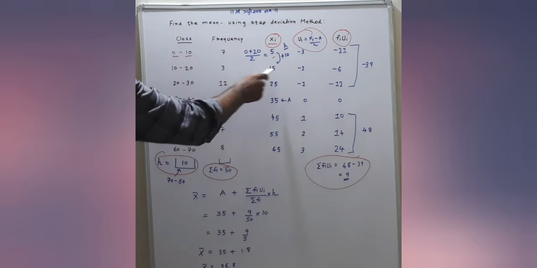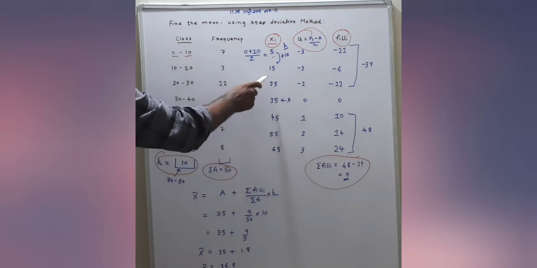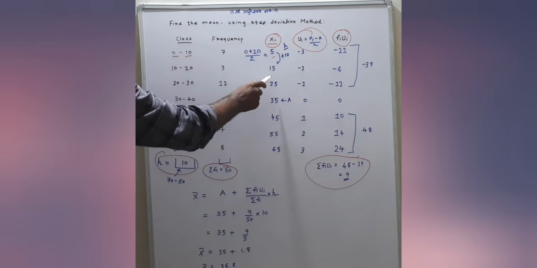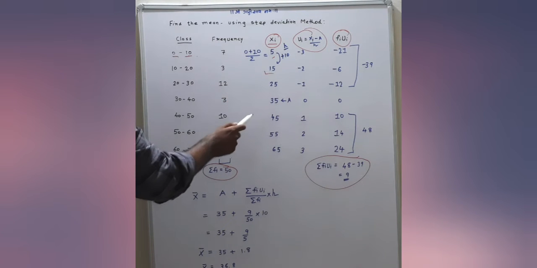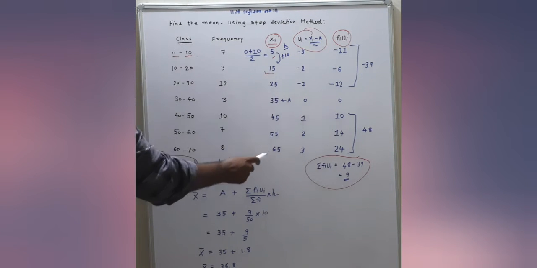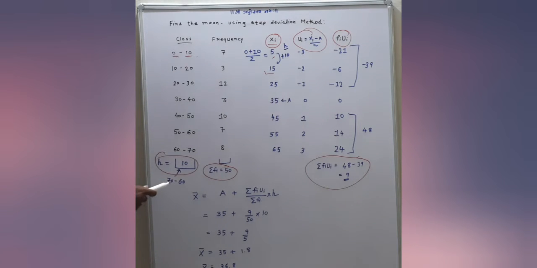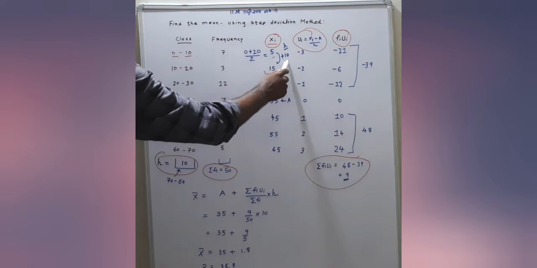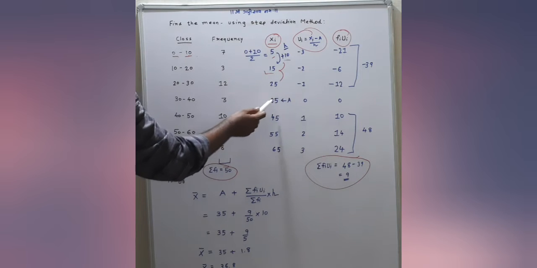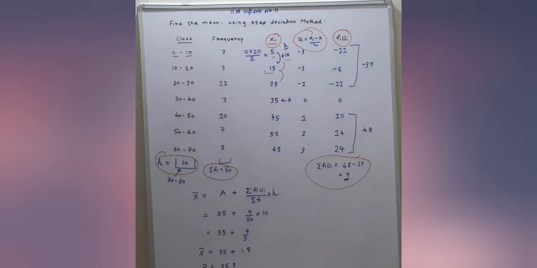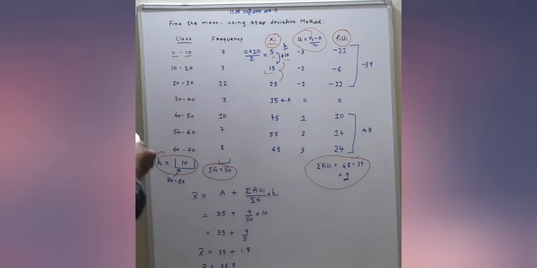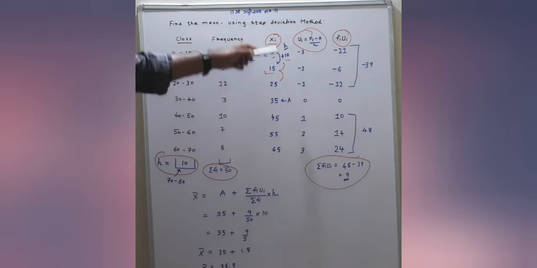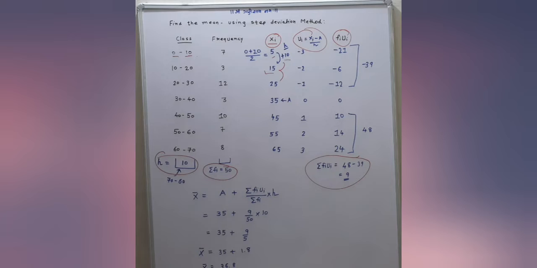And after this, in each case we need xi. So finding the xi, we know that again we need to do 10 plus 20, that is 30 divided by 2. So we got 15. But each time you don't need to calculate. You just have to add the class size of this particular data. So here h is 10, so I just add 10 each time. 15, 15 plus 10 is 25, 25 plus 10 is 35, plus 10 is 45, 45 plus 10 is 55, 55 plus 10 is 65. So I got xi for all the class intervals.